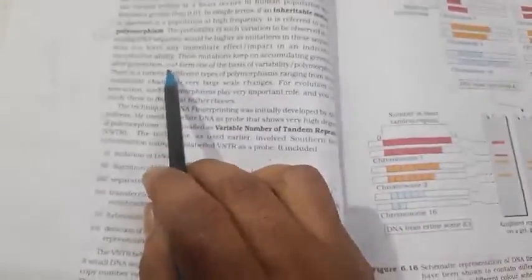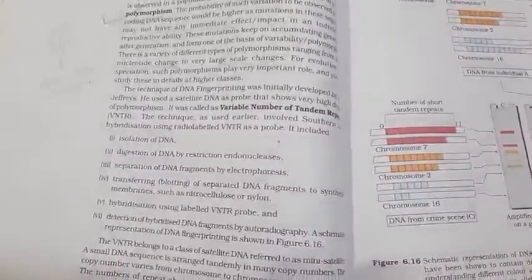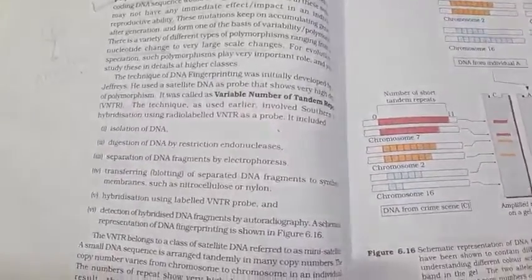Many nucleotide sequence changes, any variation of chromosomes, form the basis of variability and polymorphism. There is a variety of different polymorphisms, ranging from a change of a single nucleotide to very large-scale changes. Next point: polymorphism plays a very important role in evolution and speciation, and is studied in the higher classes.